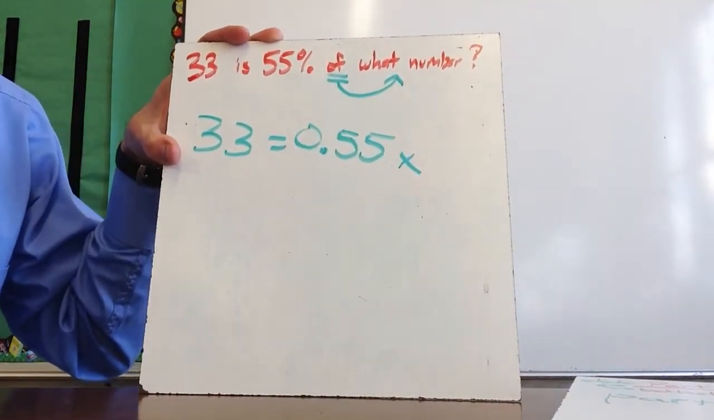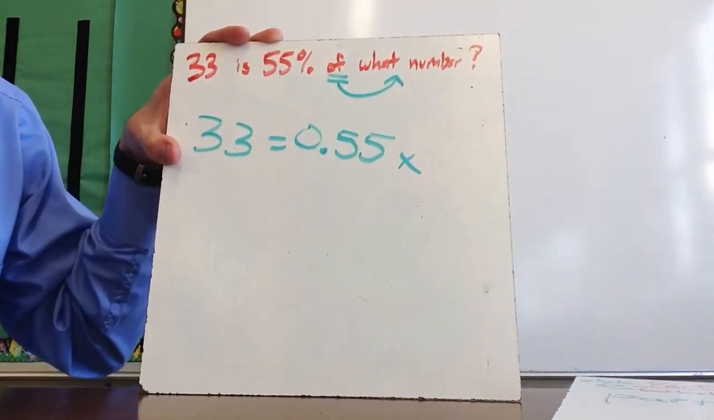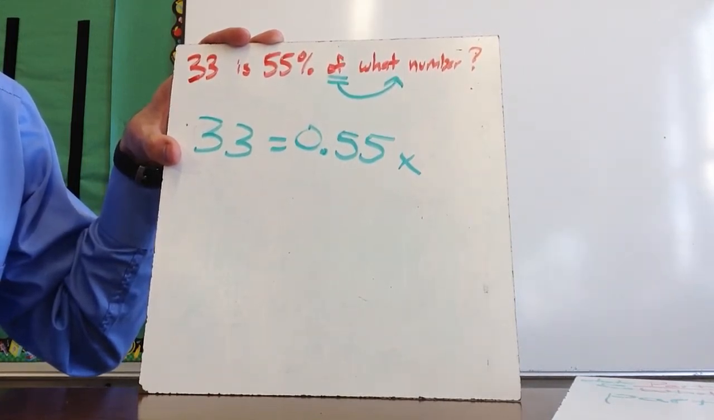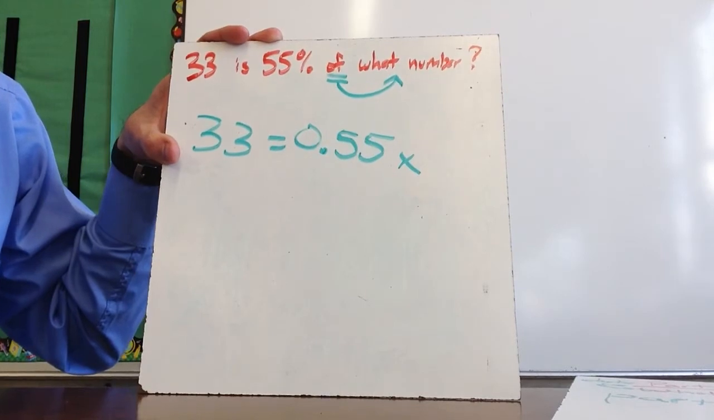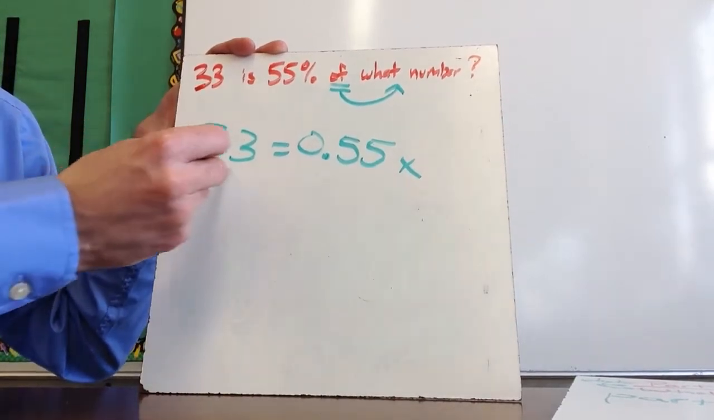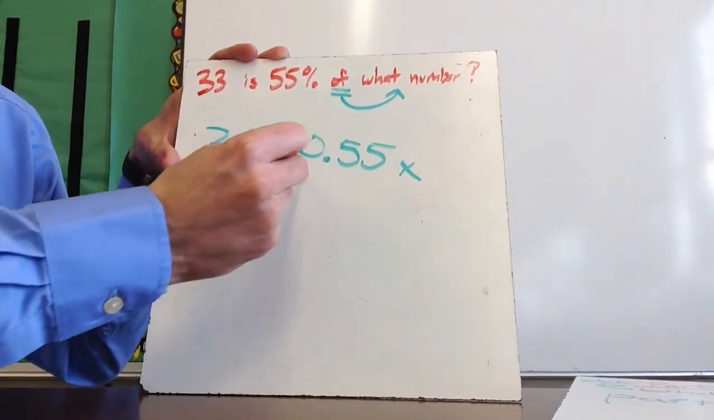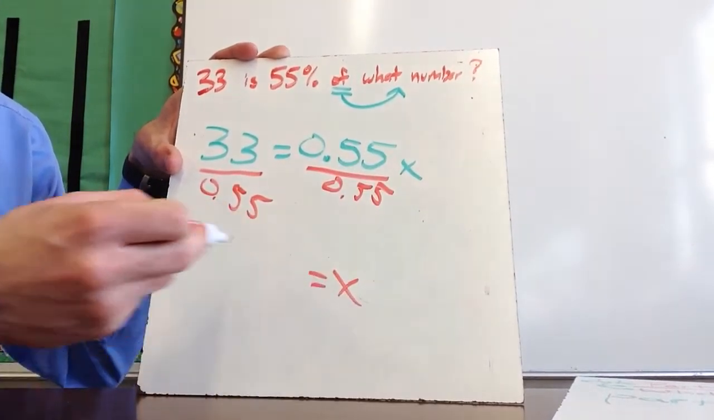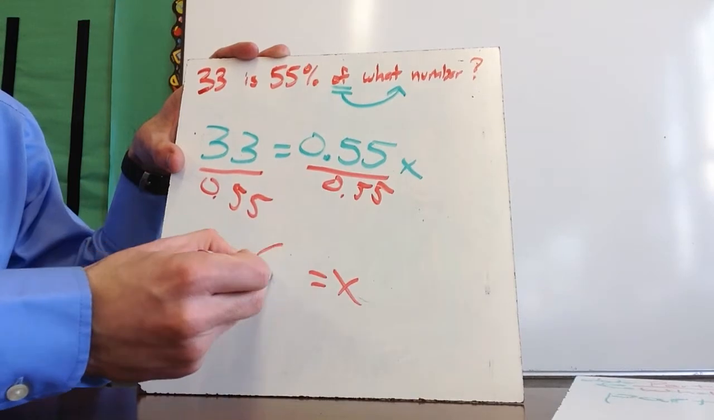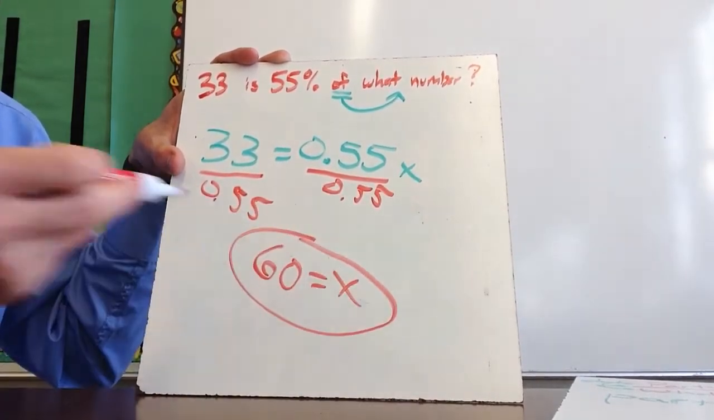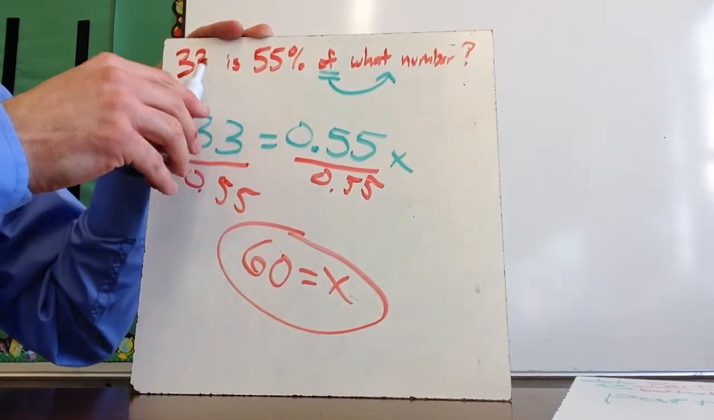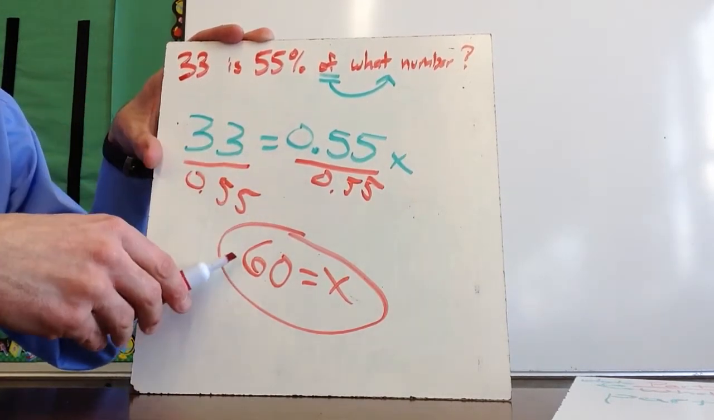So I need to take 33, I need to divide that by 0.55. Sorry, a little slow with my calculator. Divided by 0.55, and x is going to be 60. Okay, since that's not the percent, that is my final answer. So 33 is 55% of 60.